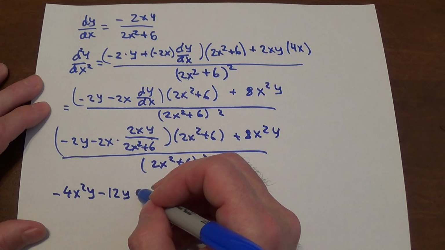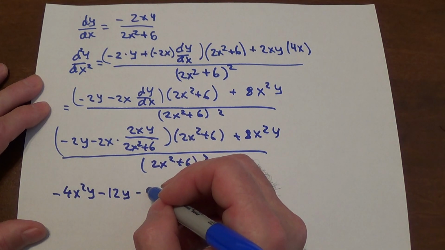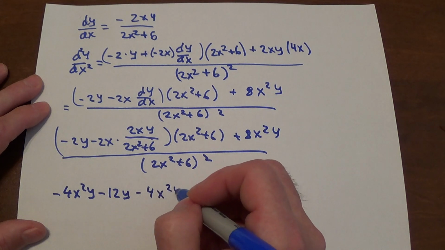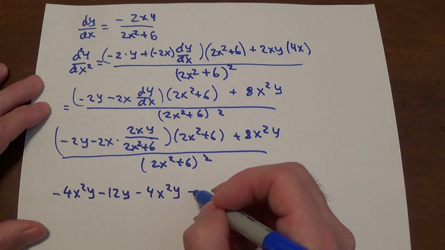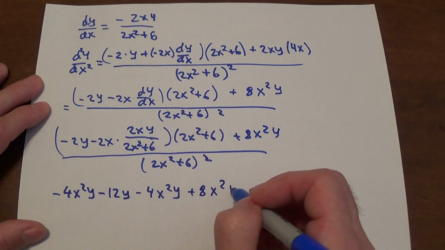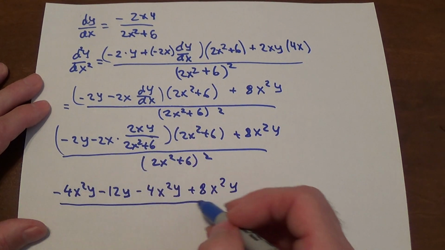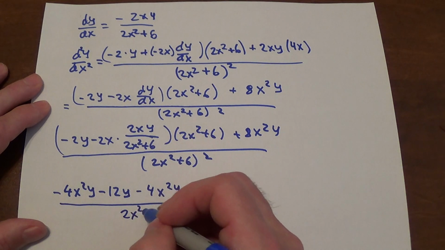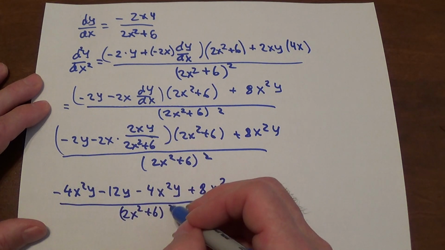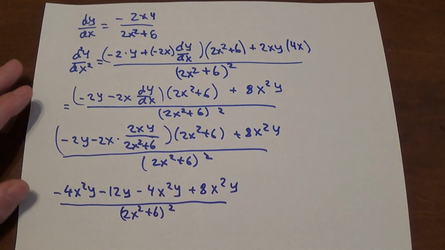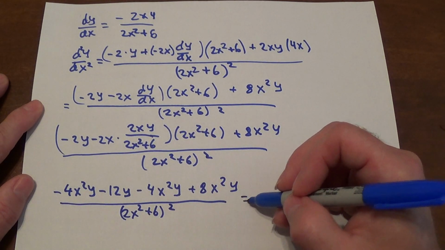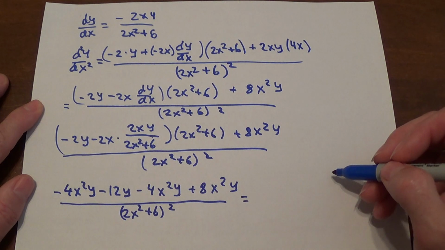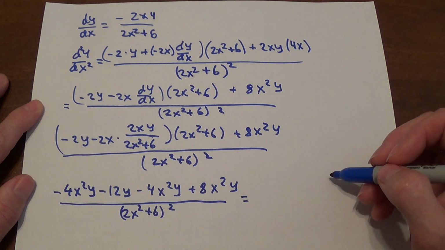That works out very nicely. So minus 4x squared y. Okay, plus 8x squared y all over 2x squared plus 6 squared. And I think we have some like terms here that are going to combine very well, and that's what we are going to get.